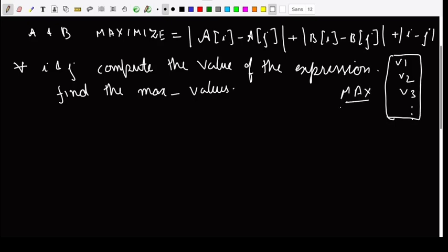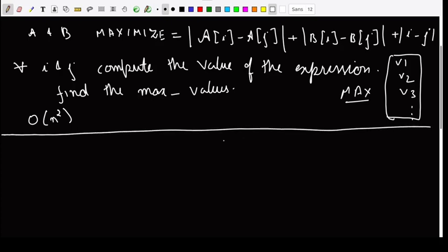I'm not discussing it in great detail because the running time complexity of this solution is O(n) square, and this is a costly operation, and there are better ways of solving this problem. So we will focus on the optimal solution more rather than the brute force solution. So let us look at the optimal solution now.